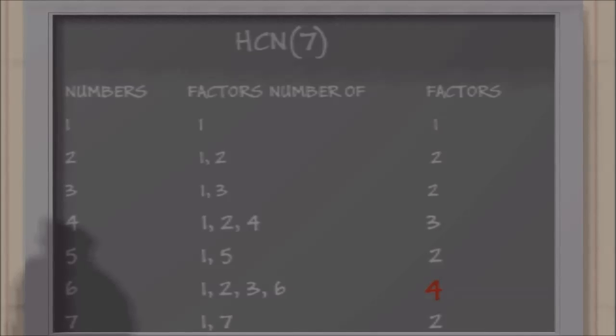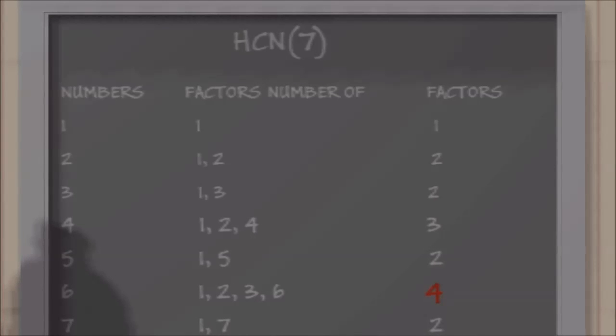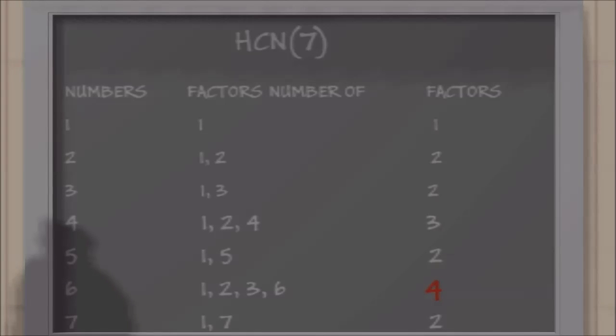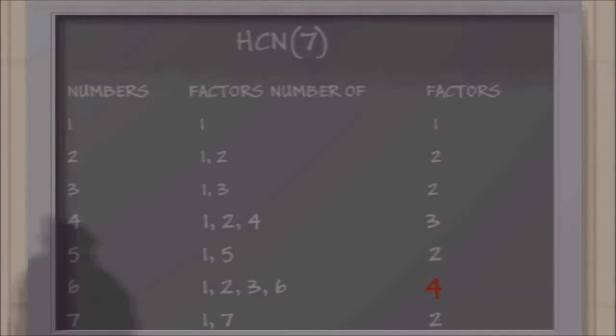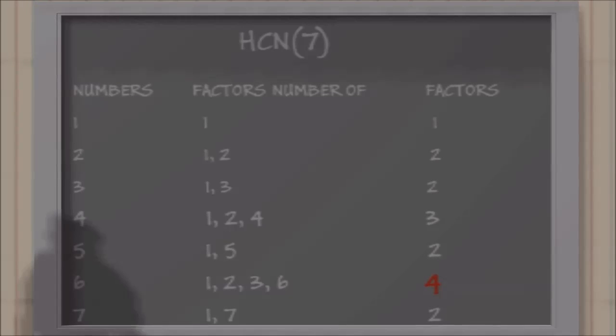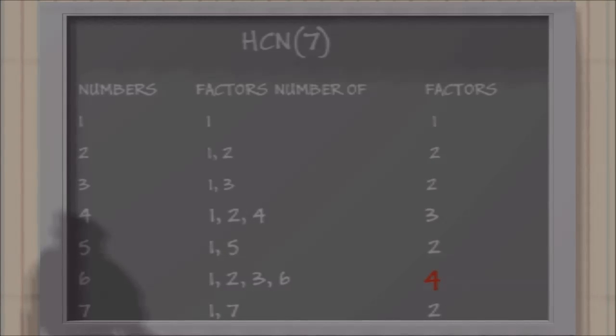For example, 1 has 1 factor, 2 has 2 factors, 3 has 2 factors, all the way to 7, which also has 2 factors. Now, looking at all the factors, we realize that 6 has 4 factors, which is the greatest number of factors in that range. So the highly composite number of 7 is 6, because between 1 and 6, 6 has the most factors of every number.